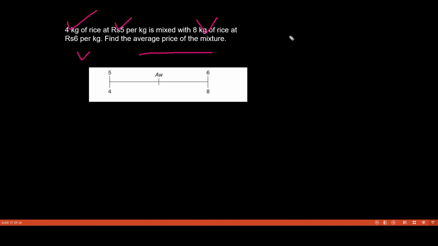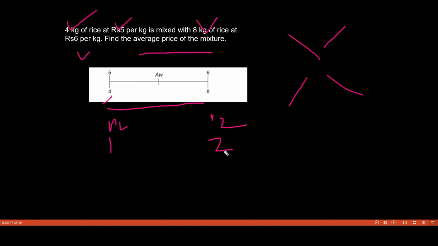So in this type of question, we are not going to do it with the cross method. We are going to do it with this method, so that it becomes a little easier. Because we are working with the ratio n1 and n2 here, which is 4 and 8, we can do 1:2 here. And we have to find the average price of the mixture.